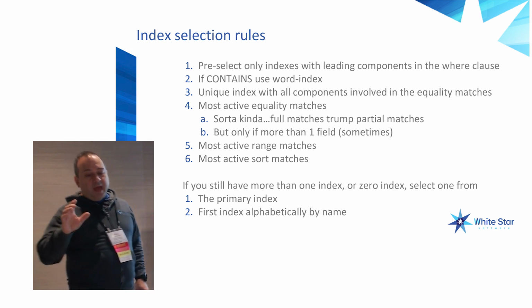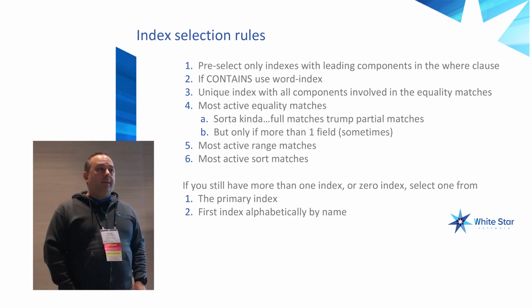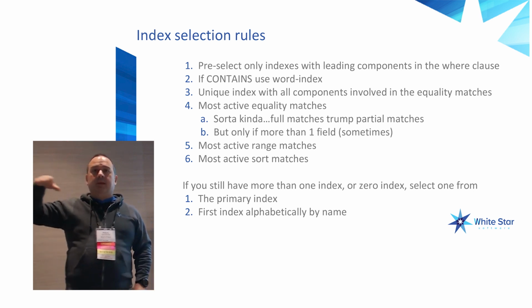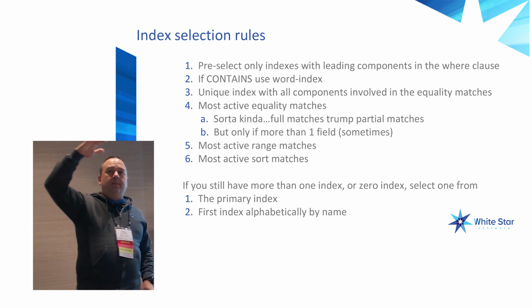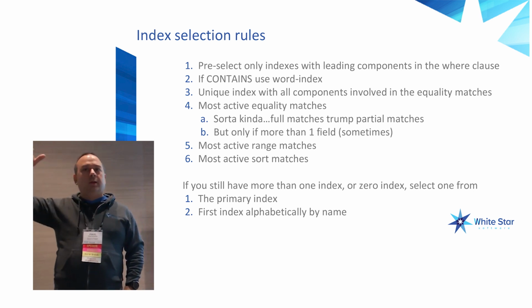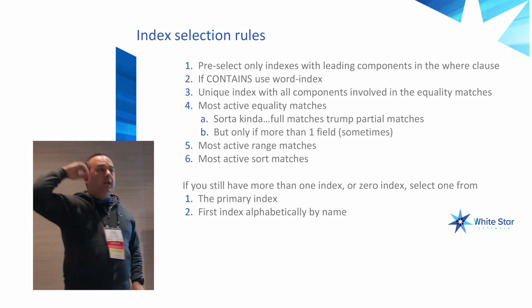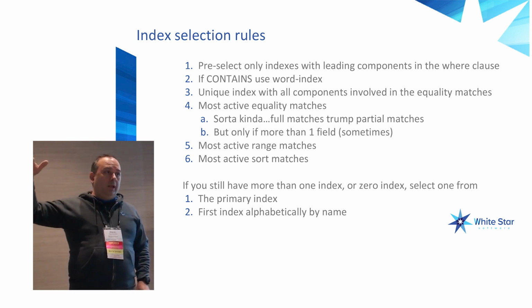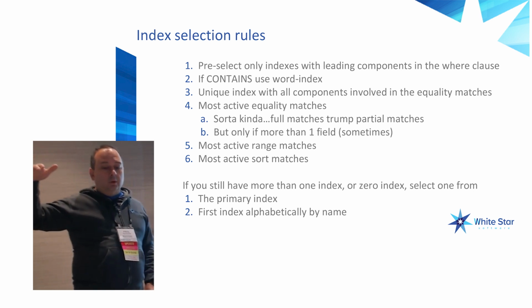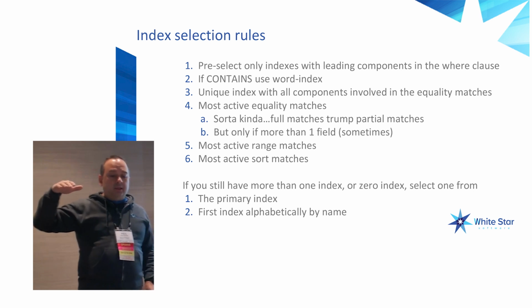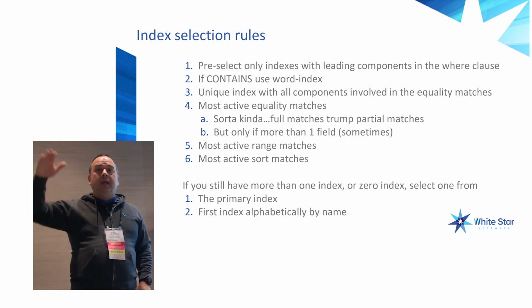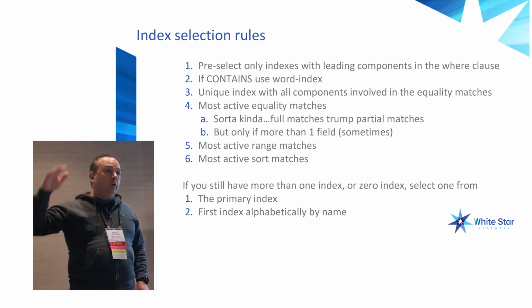And then after that, most active equality matches. So I'm going to say, okay, for each one of those indexes that have not yet been eliminated, I have 2 equality matches, 2 equality matches, 1 equality match, 3 equality matches. I'm going to eliminate all the ones except the ones that have the most equality matches. And then I'll go to the next rule, right? Most active range matches, and then most active sort matches. And eventually I expect to be left with only one index.